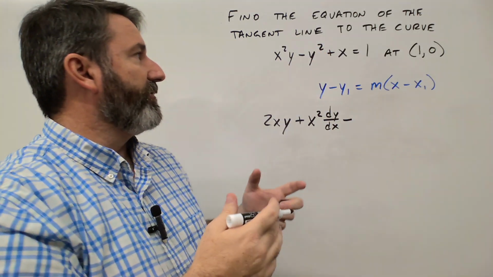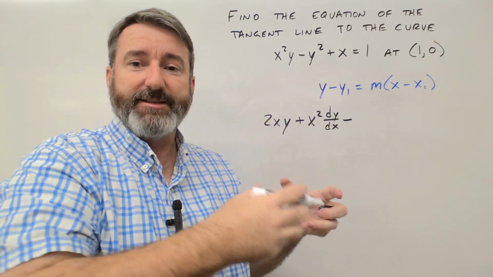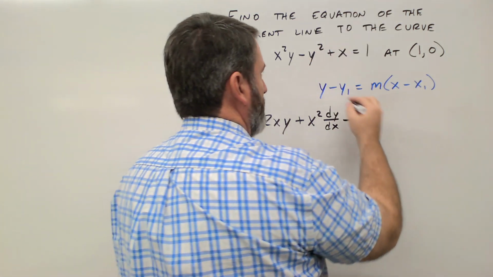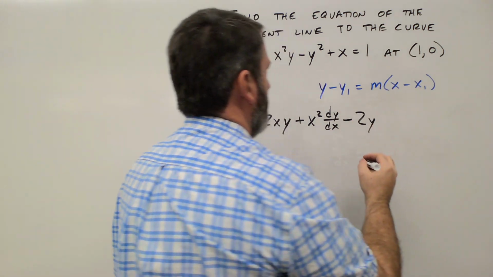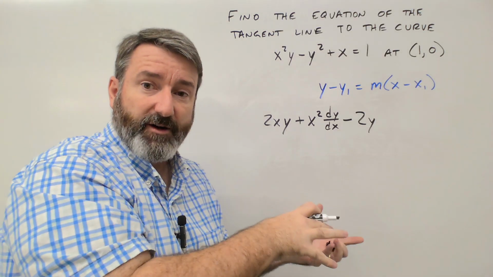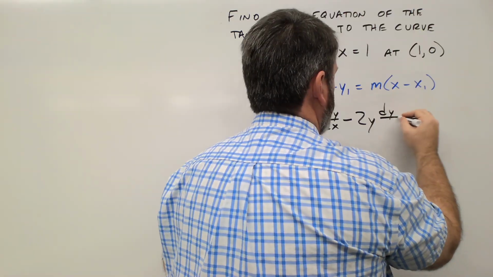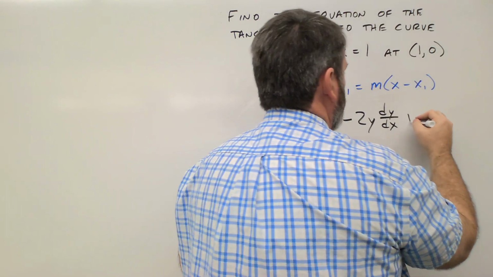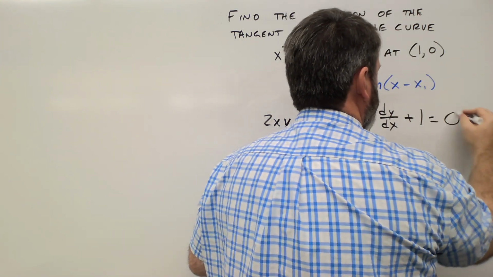Minus the derivative of y squared. So remember, we're treating y as a function of x. So we're using the chain rule to say that we're first going to treat that function of x as if it were just an x, but then we have to multiply by the derivative of that function that we treated as if it were just an x. So that's going to be the derivative of y with respect to x. Plus the derivative of x is 1, derivative of 1 is 0.